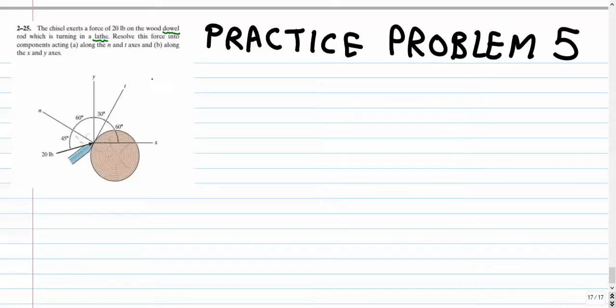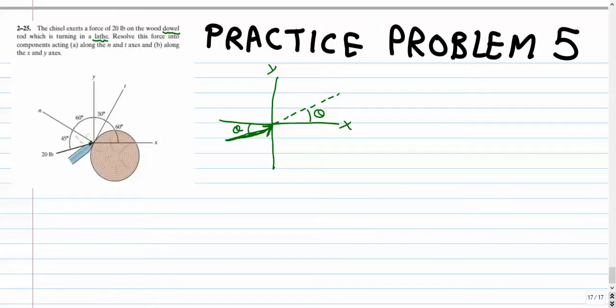Okay, so let's start with the x and y axes since they are the conventional perpendicular axes. So the x and y axes look like this, and our force is acting somewhat like this. So in order to resolve this force into the x and y components, we will need to get the angle between the force and one of the axes. Right? So let's look at the diagram.